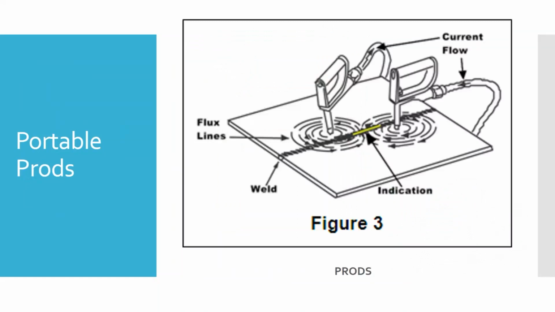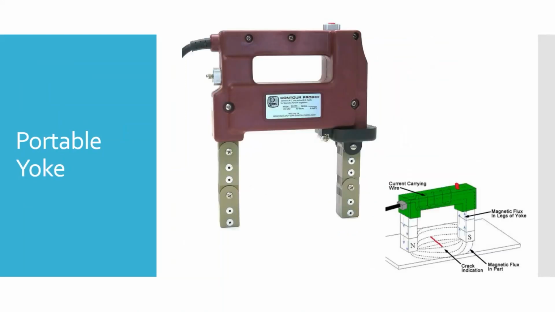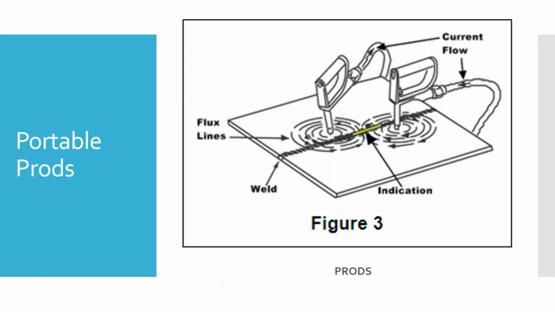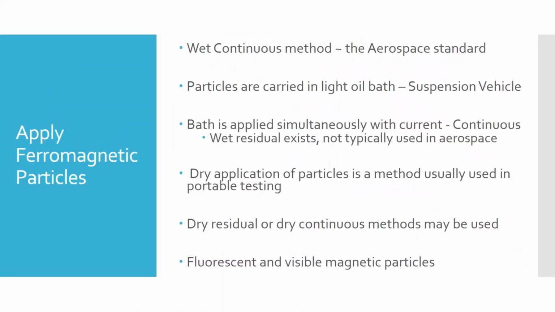Here's a pictorial view of what those prods look like and how it creates indications. You can see the yoke creates more of a linear field between the two ends of the yoke, whereas when you do prods, you get more of these circular fields. We're running a current through the part right now. You get these circular fields, and you can see that a weld or a crack is going to cause a jump in the circular field. So those are different ways of magnetizing. When we're applying ferromagnetic particles, the way we're going to do it is using what's called the wet continuous method.